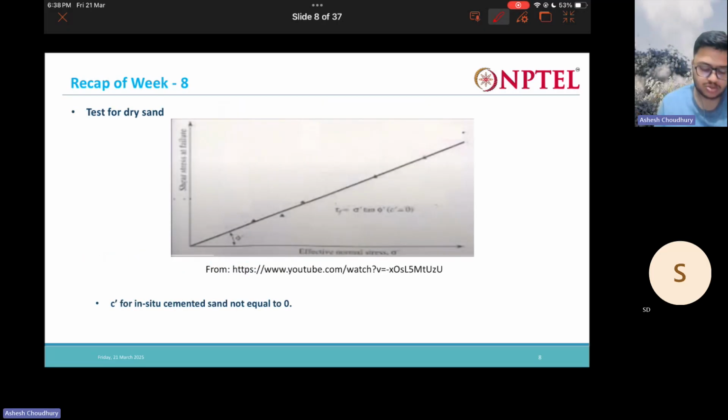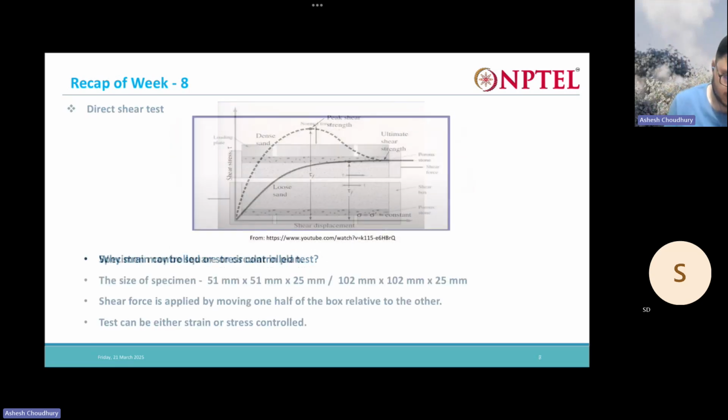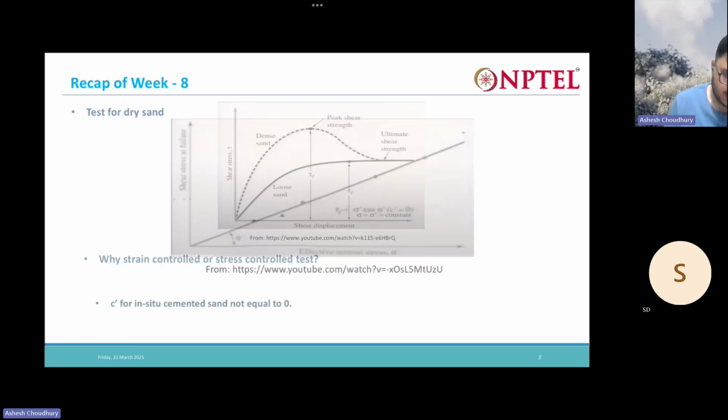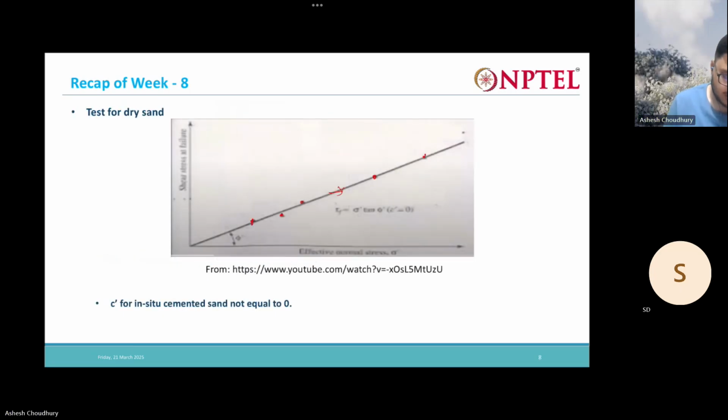Here you can see the results for a direct shear test in dry sands. These are the points that we obtained from the direct shear test. Then we draw a line through these points, approximately passing through all the points or touching the points. You see that the C is 0. The intercept is 0.